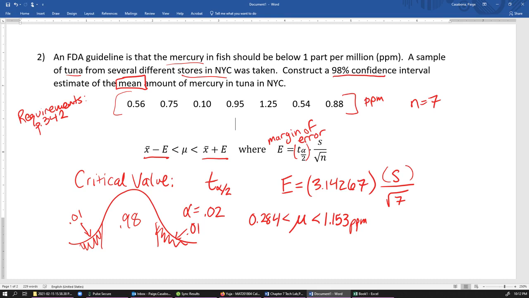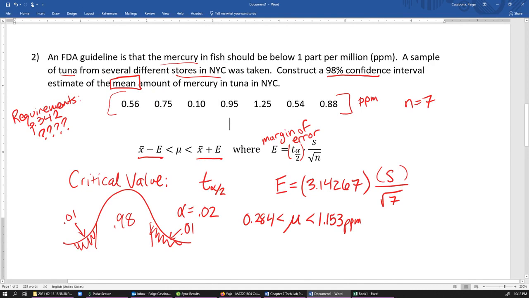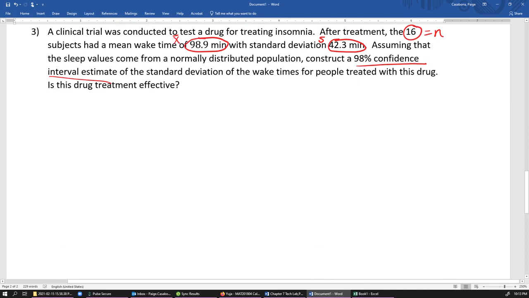And I just don't know whether the amount of mercury in fish is normally distributed or not. So underneath requirements here, maybe we should put some big question marks. It's not clear whether we've met the requirements in this particular example. If not, then we just can't find an interval estimate though. Okay, so back to our standard deviation problem. So again, what we're trying to do is do an interval estimate for standard deviation of the population.